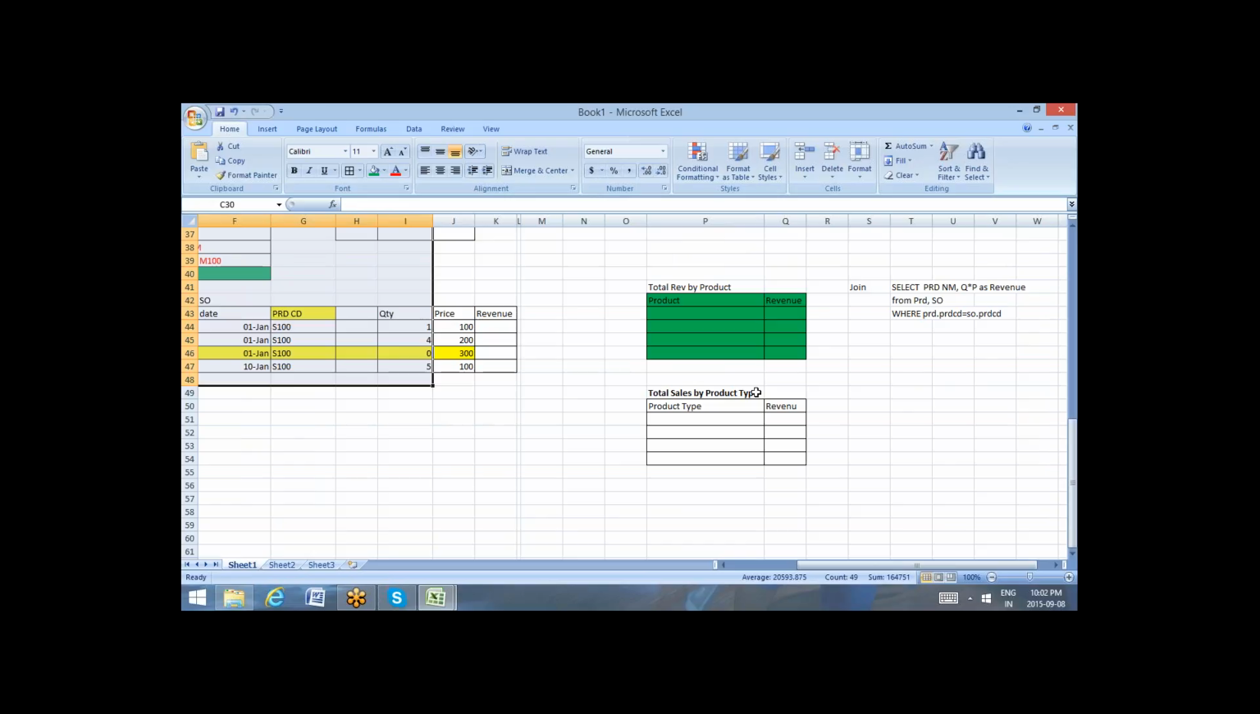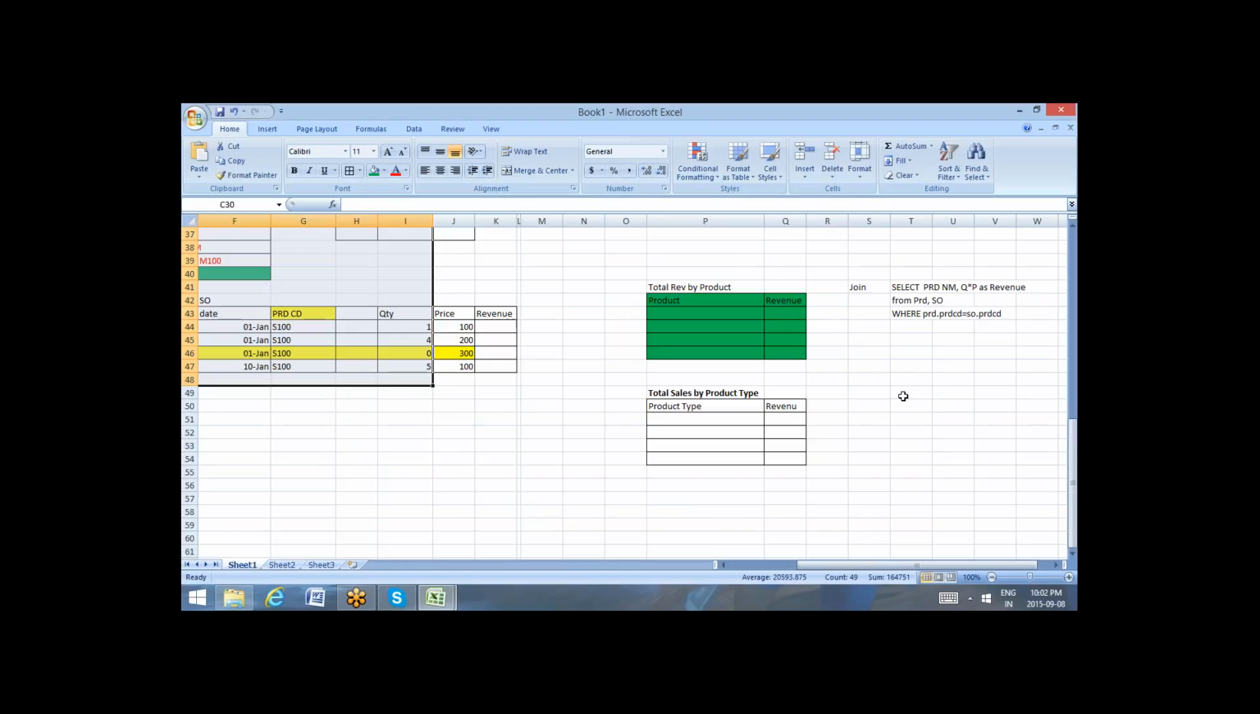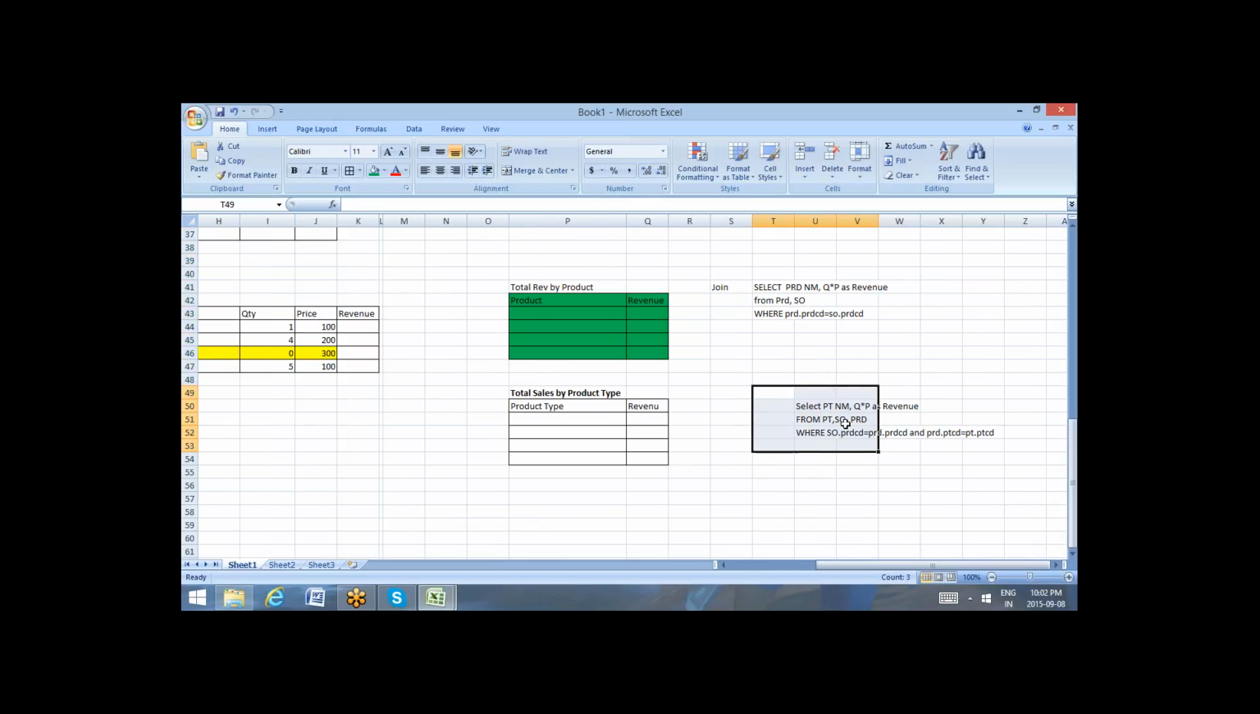Okay, so that means you are expected to write this kind of SQL statement here. So select the product type name, comma, quantity multiplied by price as revenue, from the product type table, sales order table, and product table, with a condition like this.